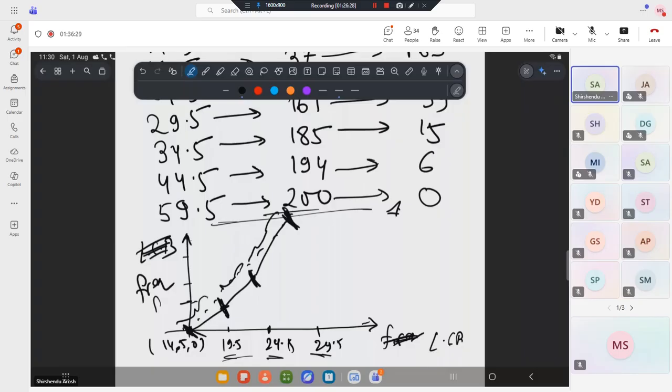The good thing about this particular graph is that in this scenario, I know the value for 14.5, it is 0. I know the value of 19.5, it is some number like 37. For 24.5, I know this is 118. These numbers I know. If somebody asks me in between, suppose at 20 or 21, how much the frequency should be, from the table I have no idea.